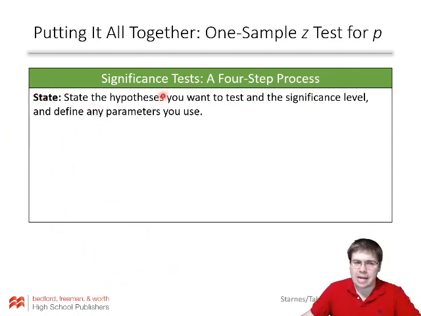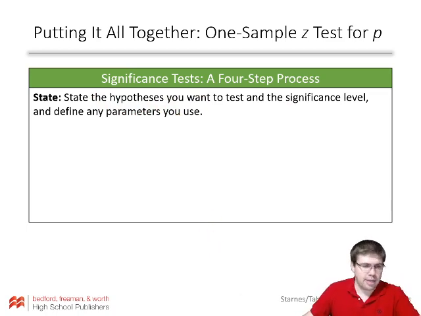Now the state actually is one of the things that changes a little bit. So we want to state the hypotheses you want to test and the significance level and define any parameter you use. So there's a little more to it. Before we just said we're going to choose where we stated the confidence level and define the parameter. Now we want to state the hypotheses as well. And so we know our null hypothesis, H naught is this, HA is that. And so we're going to do that.